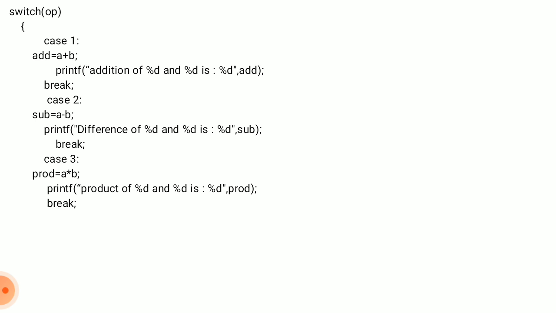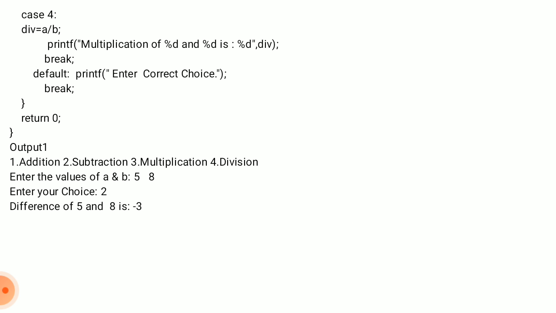If you select 2, then case 2 will be called, executed and broken. Case 3 is called, executed and broken. Similarly for case 4 also. Default means if, apart from case 1 to case 4, you try to execute case 5 or case 6, then by default it will not execute anything, it just displays enter correct choice and break. Then return 0.